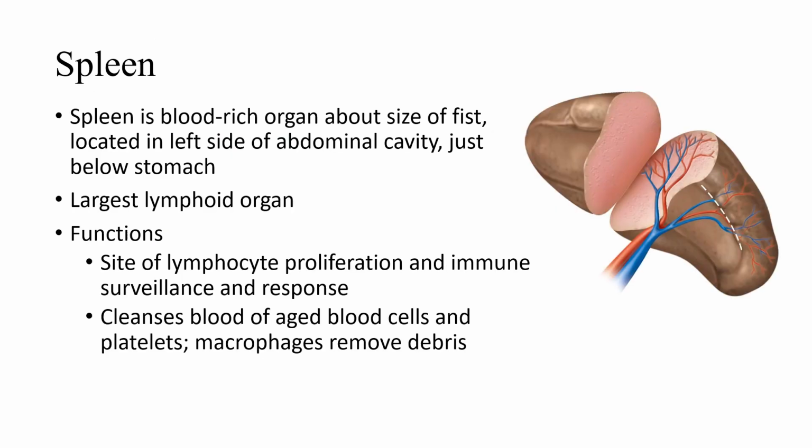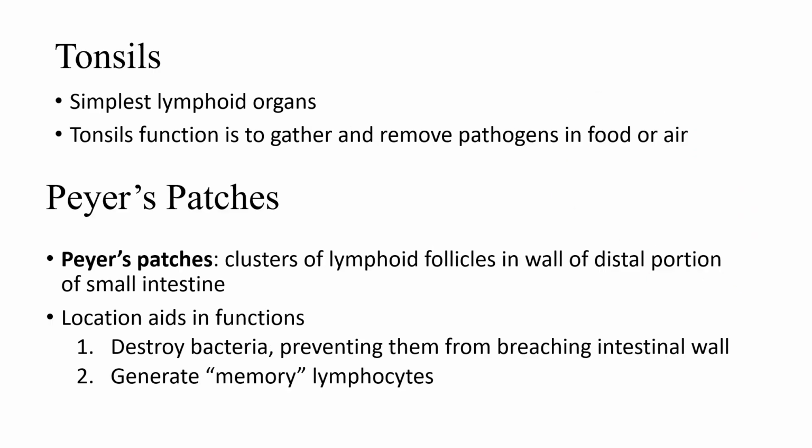So, talking about our secondary organs, you have the spleen. The spleen is a blood-rich organ, about the size of a fist. It's actually kind of long-shaped. It's on the left side of the abdominal cavity, just below the stomach. This is our largest lymphoid organ, and it is the site of lymphocyte proliferation and immune surveillance. But it's also cleaning the blood, essentially. The spleen is a filter. It's removing aged blood cells and platelets, which are another formed element. And there are these macrophages in the spleen, the lymph tissue, actually doing that. So keep that in mind.